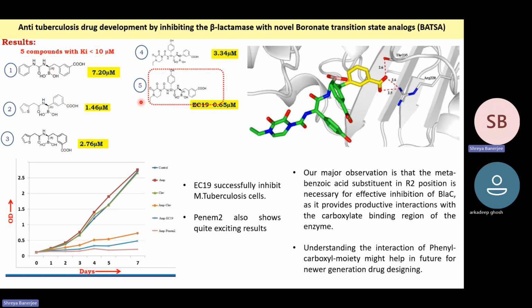That is what was observed, that the meta-COH group is essential for high binding. So in that way, the drug was designed, and quite a few good drug candidates were found, in which the most successful was EC19, which shows less than 1 micromolar binding, which is quite high binding. So it is an exciting new possibility for an anti-tuberculosis drug.